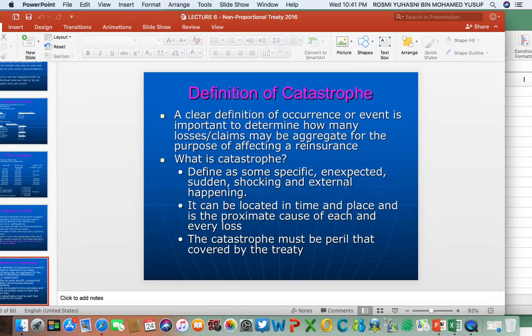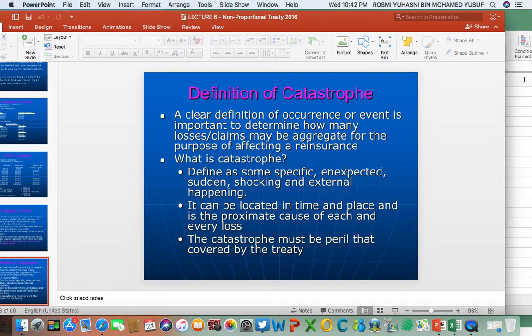What is the event? Then only, if a claim occurs from that event, the reinsurer will pay. Okay, so what is catastrophic? Catastrophic is defined as something specific. Specific meaning that the timing and the location can be detected. So we can say, for example, the catastrophic event starts at 8 p.m., meaning that it is specific. We can also say that the earthquake happened at location A. So it can be confirmed when it comes to the timing and the location. So that is specific.